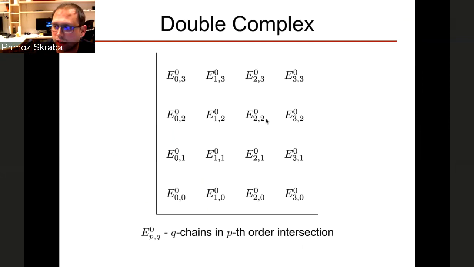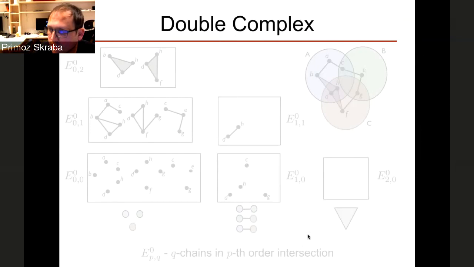So it's basically just a way of organizing information. Here, there's three indices that are important. I want you to ignore the top right one for now, but we're just going to define E0PQ as Q chains in the pth order intersection. And if that doesn't make any sense here, let me show you in this previous example.